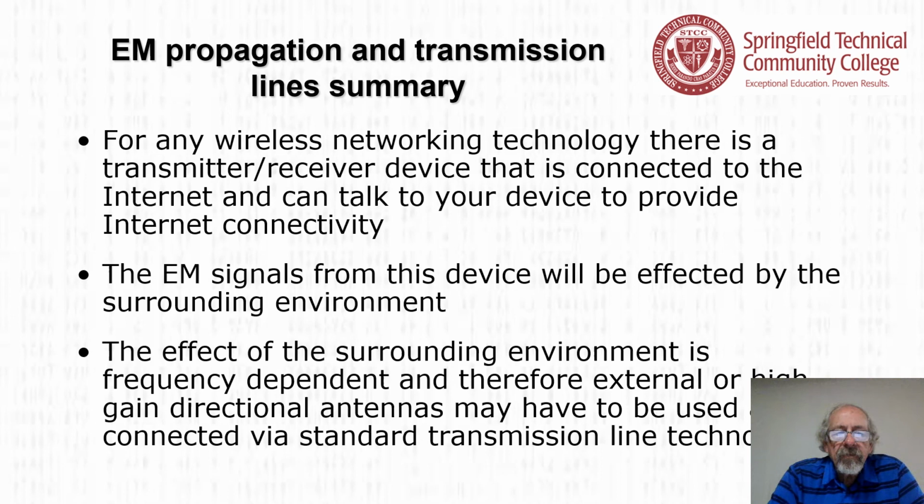So we summarize this. For any wireless networking technology, there is a transmitter-receiver device that is connected to the internet and can talk to your device to provide internet connectivity. The electromagnetic signals from this device will be affected by the surrounding environment. The effect of the surrounding environment is frequency dependent, and therefore external or high gain directional antennas may have to be used and be connected via standard transmission line.